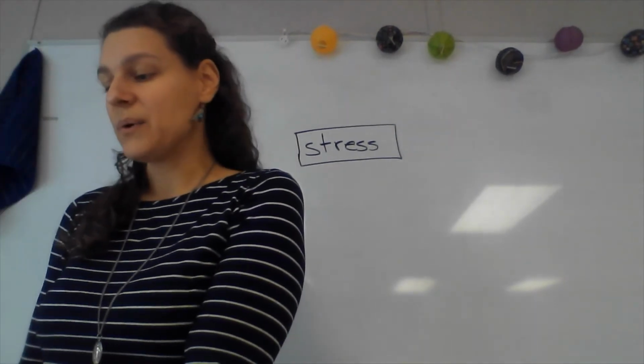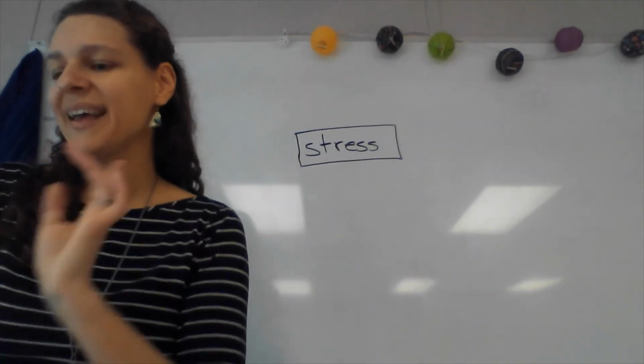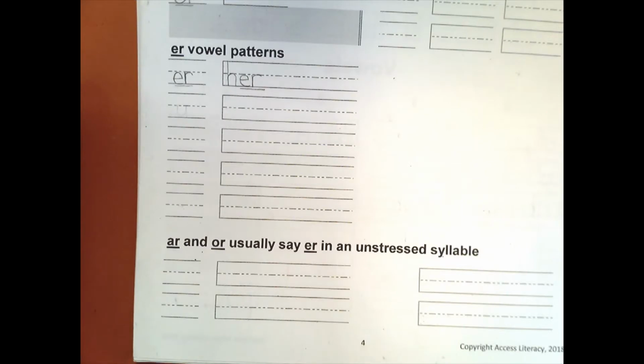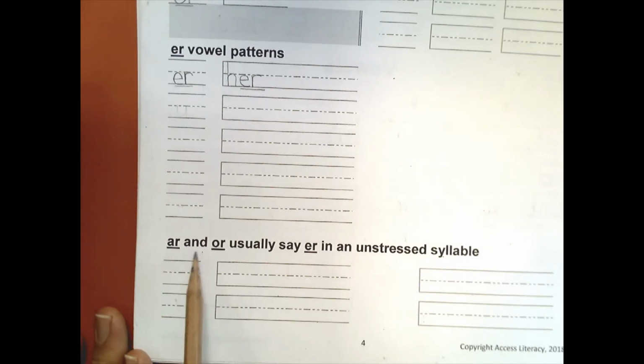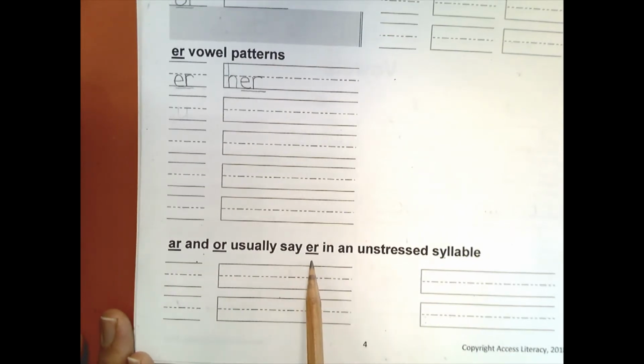And that spelling rule is on page 4. So go ahead and get out your orthography notebook, turn to page 4. All right, down here at the bottom, we've got our, I don't know if I want to call it a rule, I guess we can. Let's read our rule together. R and OR usually say /er/ in an unstressed syllable.